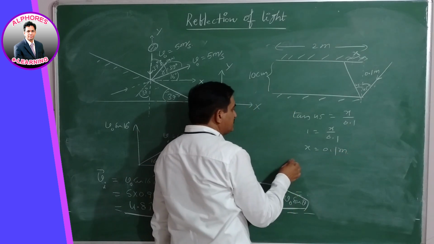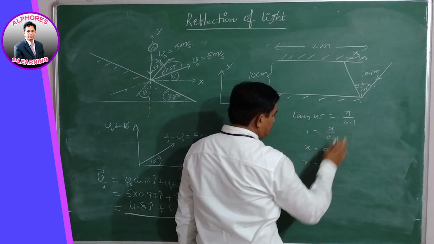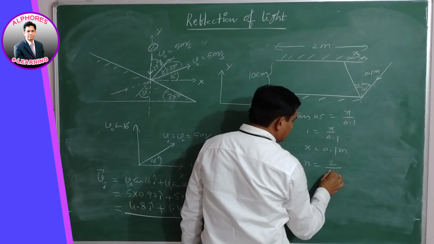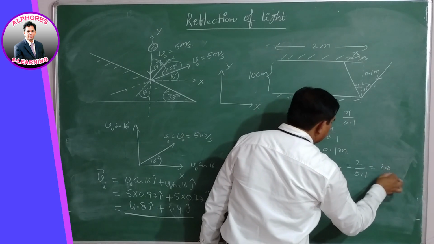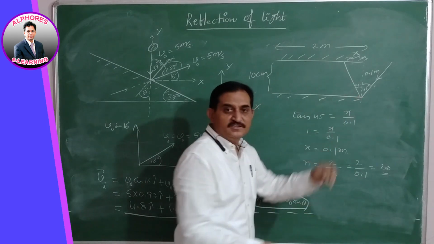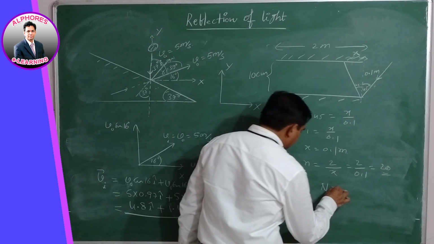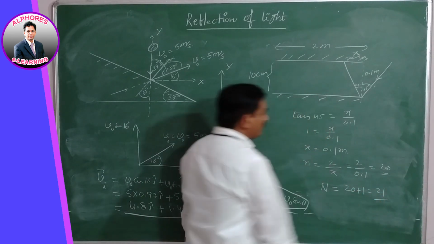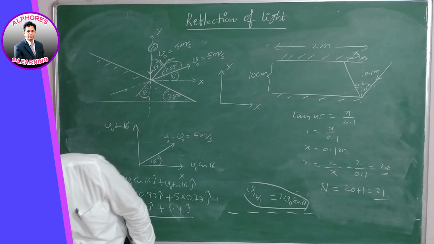So, how many reflections are made before it exits? N is equal to the total length given, 2 meters, divided by x. This is equal to 2 by 0.1, which gives 20 reflections. And the first reflection is also to be included. The total number of reflections made by this light before it exits from the two plane mirrors is 20 plus 1, which gives us 21 reflections before it exits from the two plane mirrors. Okay? Thank you.